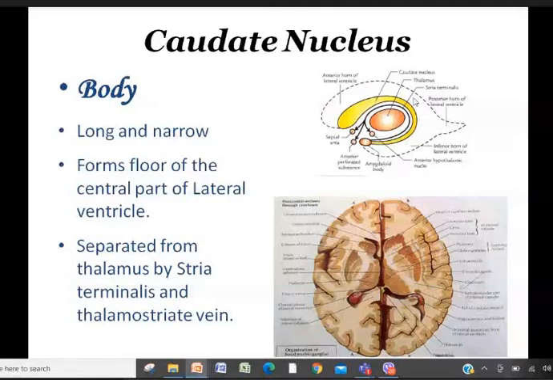Look at it. This is stria terminalis. So this is thalamus. So this body, this yellow color body, look at it, is separated from this thalamus by the stria terminalis, and the thalamostriate vein is also over here. Okay, so this is again an MCQ question.